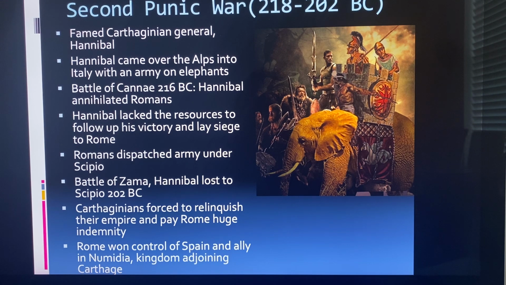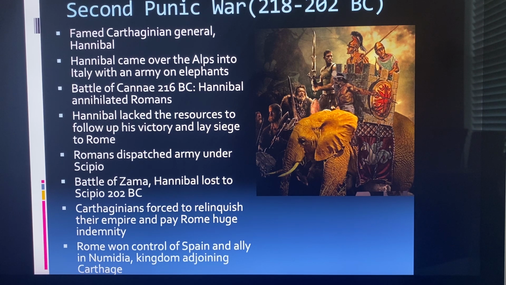So Rome would not think that they were going to be conquered through the Alps at this time, because they thought basically the Alps were mountains. Well, Hannibal decided to go through the mountain route. And at the Battle of Cannae in 216 BC, Hannibal annihilated the Romans. He brought in and attacked them with elephants. Can you believe that? He had lots of elephants. Elephants were like tanks back in that time, I guess.